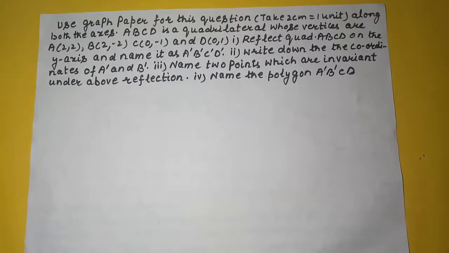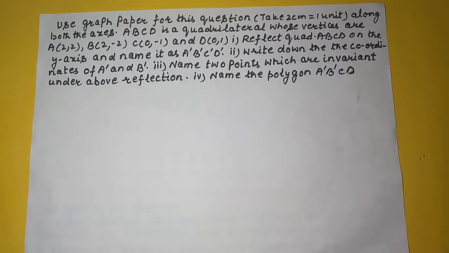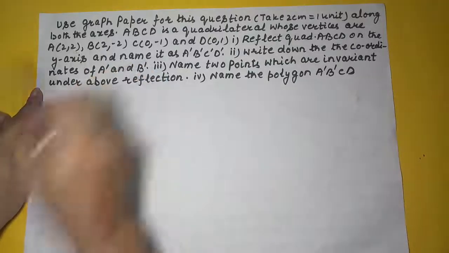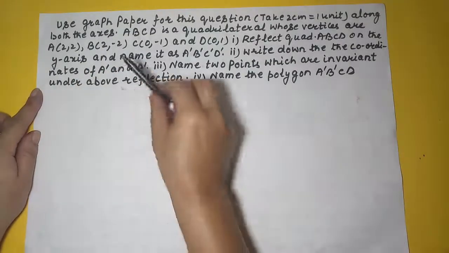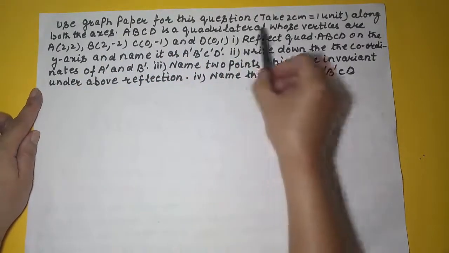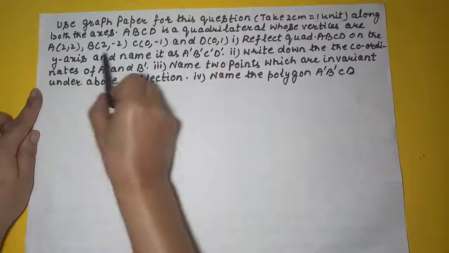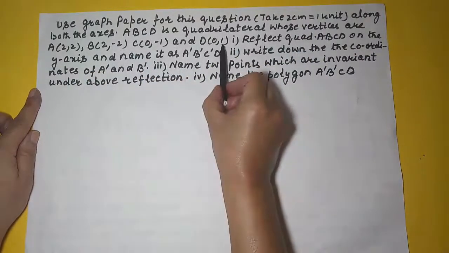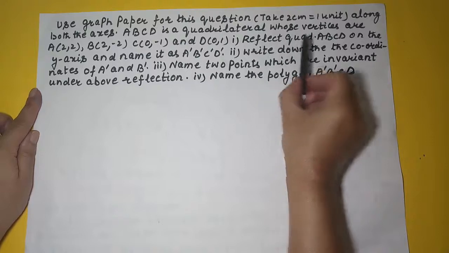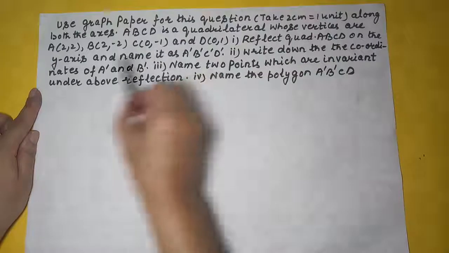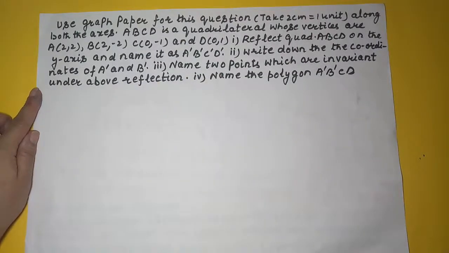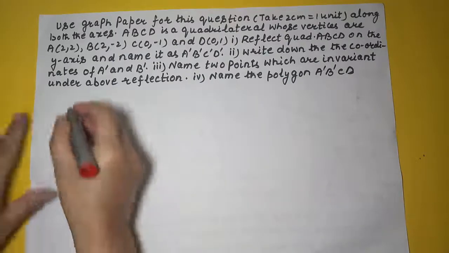We are continuing with the reflection. Here the question is, use graph paper for this question. Take 2 centimeters equal to 1 unit along both the axes. Now scale is given to us. ABCD is a quadrilateral whose vertices are A, B, C and D. They are given. He says reflect quadrilateral ABCD on y-axis. So let's reflect this quadrilateral on y-axis.